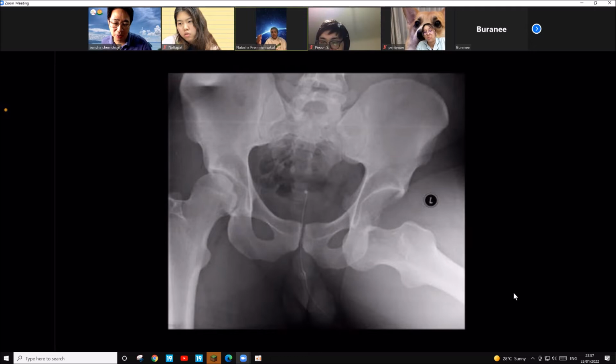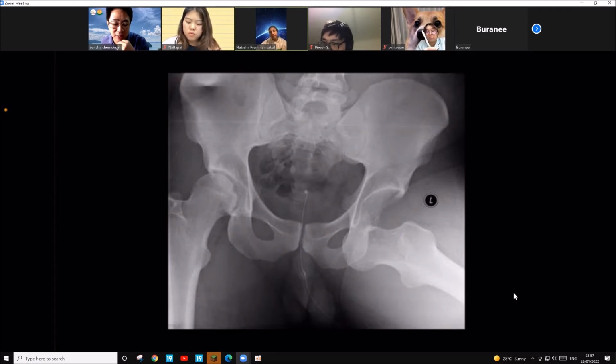Is it medial or also lateral? I think it's medial rotation. Yeah, it's medial displacement, and the displacement is going downward. So this is the same as shoulder dislocation anteriorly, right?